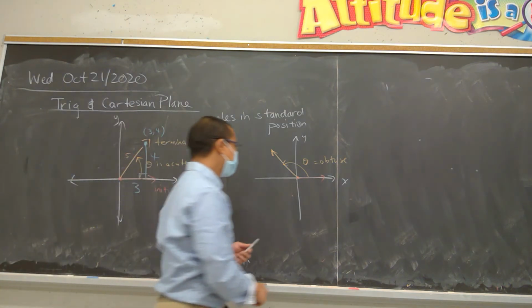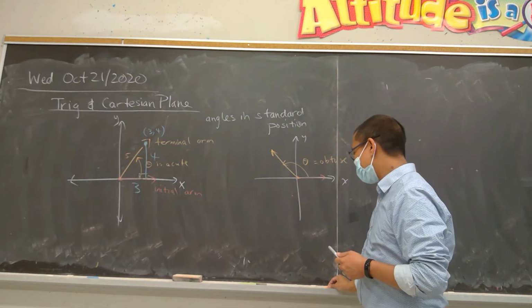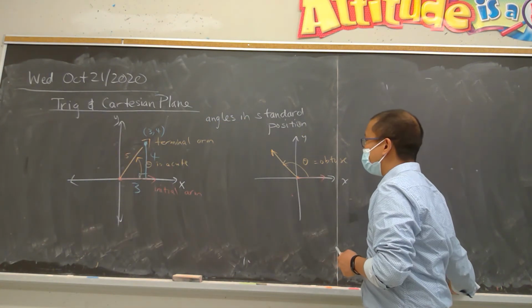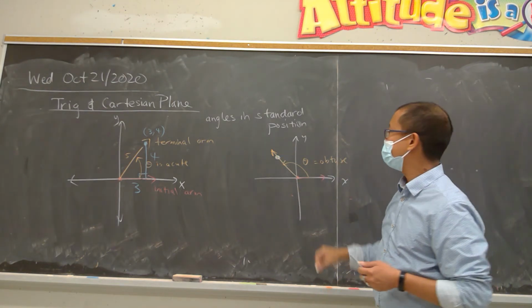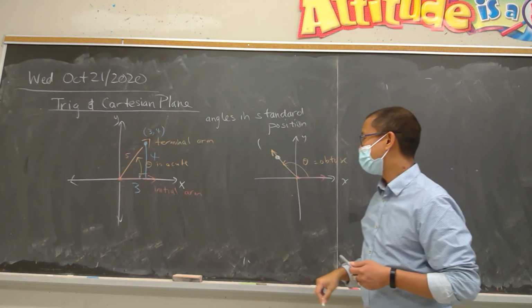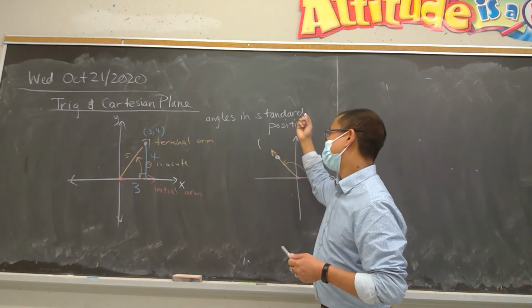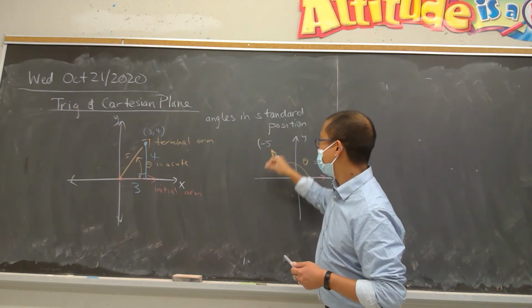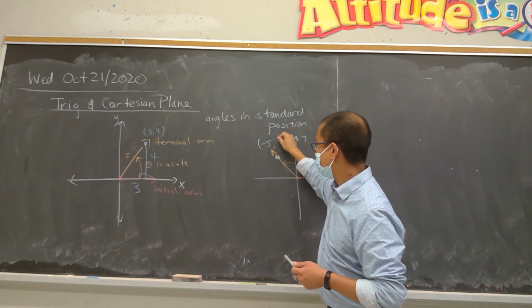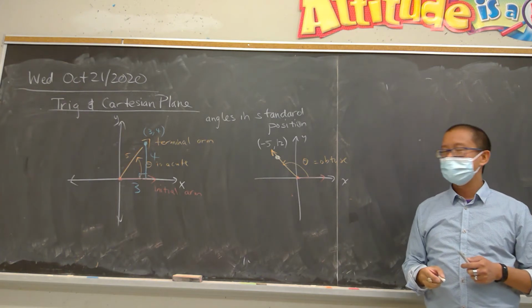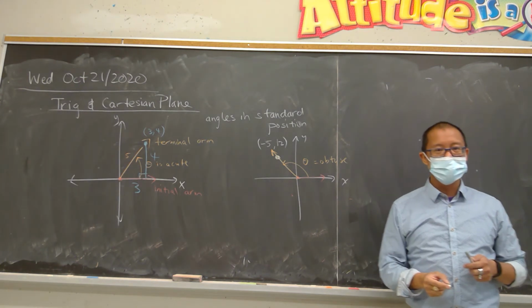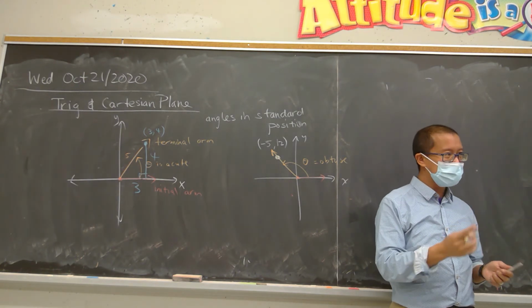Notice in this example, let's just say the point was, and I'll do this one a little bit differently, let's say this point was (-5, 12). I know it's not perfect because it's just a sketch, right? So let's just ask the question again. This one's harder, but not that much harder.